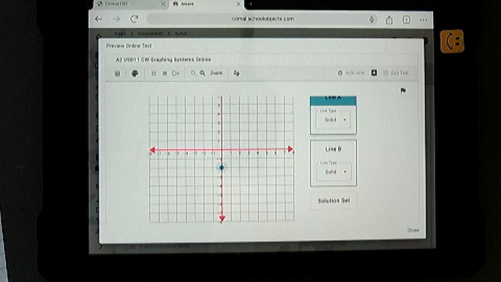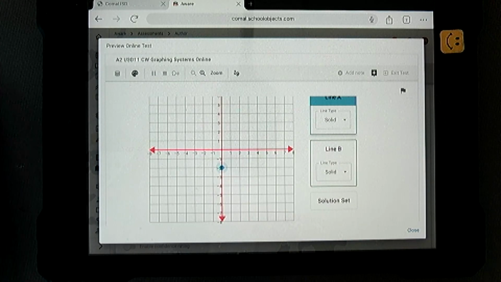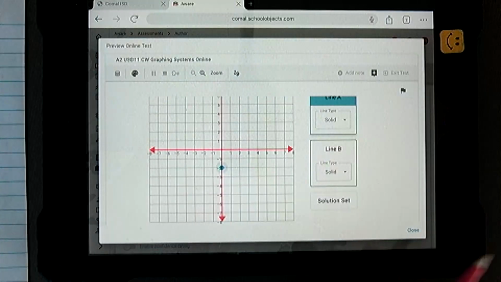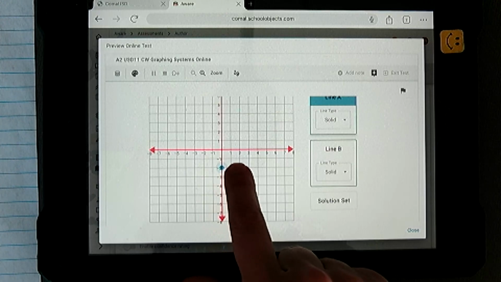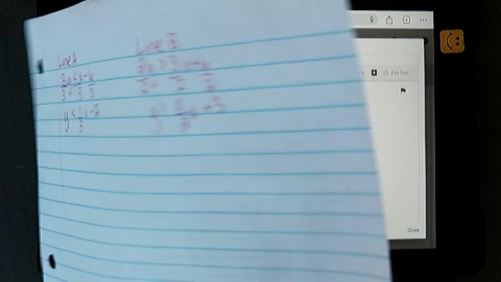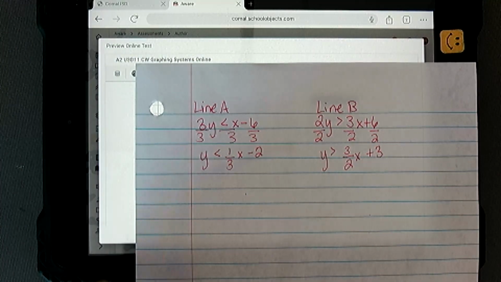Remember, you cannot graph decimals. And then our slope is rise 1, run 3. So I'm going to rise 1, 1, 2, 3. There's my second dot. Now, when I look at my inequality here, it is a less than. So that needs to be a dotted line.